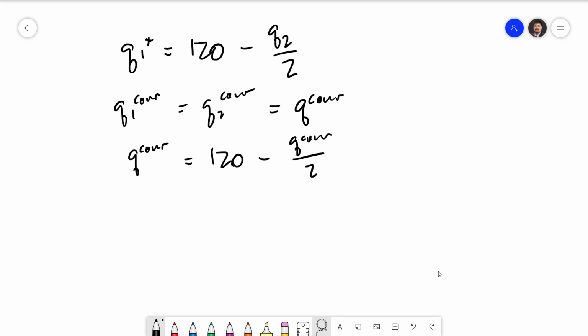From here, we can just solve. So I'll add Q Cournot over 2 to both sides to get 3 Q Cournot over 2 equals 120. Multiply both sides by 2/3 to get Q Cournot equals 80. You can see that we get the exact same answer here, but again, we can only use this shortcut if the two firms are identical, meaning they have the exact same cost function. This shortcut is going to be very useful for us once we look at situations with more than two firms.